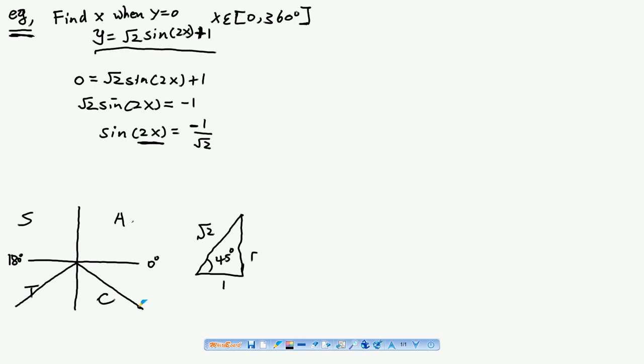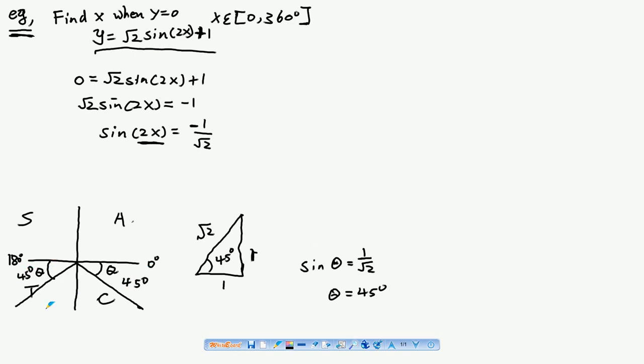Now I want to find the angle bounded between my answers and the horizontal line in the unit circle. I do that using sine theta equals 1 on square root of 2. My theta will be 45 degrees from the unit circle. So here is 45 degrees, here is 45 degrees.